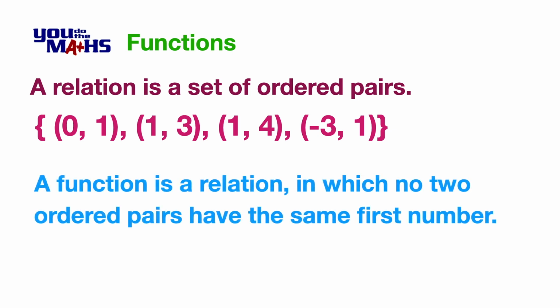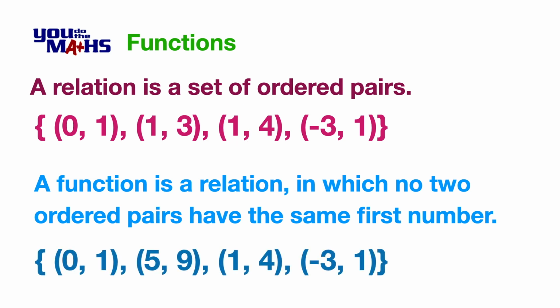A function is a relation in which no two ordered pairs have the same first number. So you can see in our relation there's a circle around the number 1 because that's been repeated. For a function to occur, that's not allowed to happen. So none of the first numbers in a set of ordered pairs are allowed to be repeated to be a function.